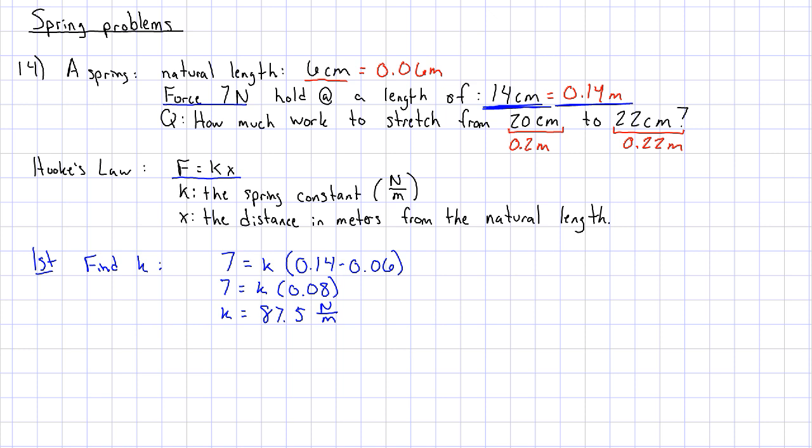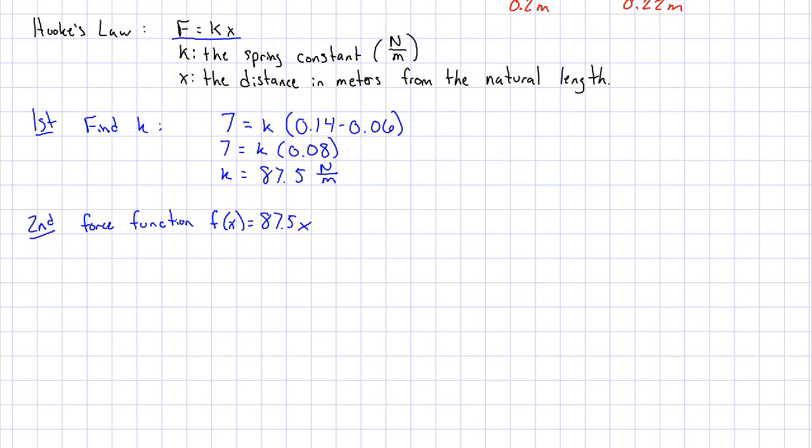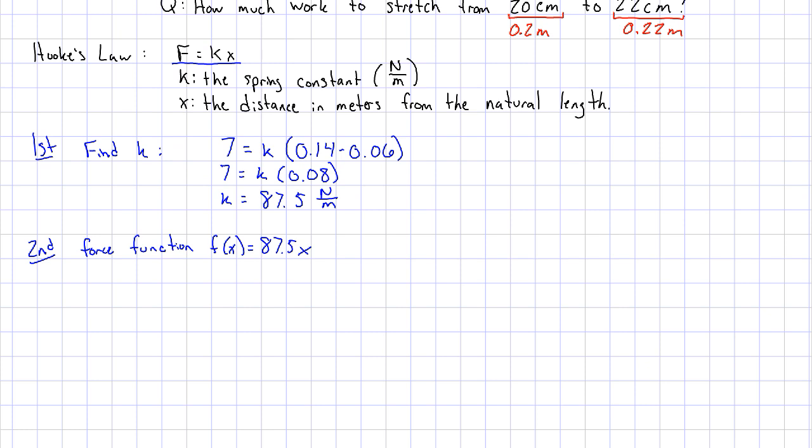With that constant, I then can write a function for force. So the second thing I'm going to do is write my force function. And that will be f of x equals K, which is 87.5, times X. I know that to be the case because of Hooke's law. I don't have to do any additional work to know that my force function is my K times X. Let's scroll down a little bit here. So we're going to stretch from 0.2 to 0.22 meters. I'll leave that there so we can see. Because then the third step is going to be to integrate to find work.